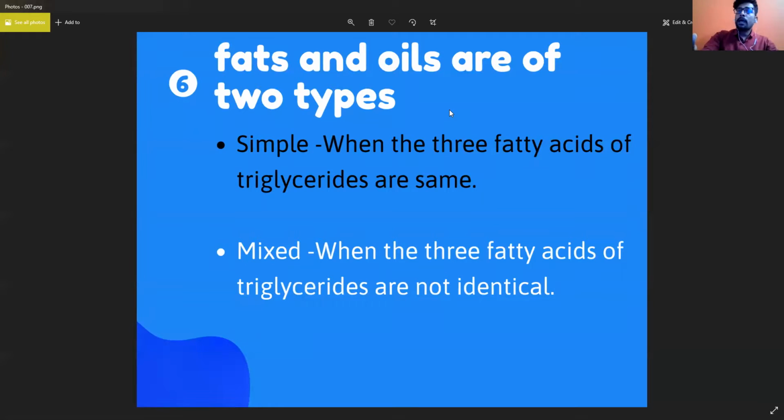Fats and oils are of two types. You can define simple fats as one type, and mixed fats as the other. Simple fats means that the three fatty acids of the triglyceride are the same: CH2O-COR, CHO-COR, CH2O-COR, where all the R groups of the triglyceride are the same. That we call a simple fat. And when the three fatty acids of the triglyceride are not identical, that is, they are different, we call it a mixed fat.